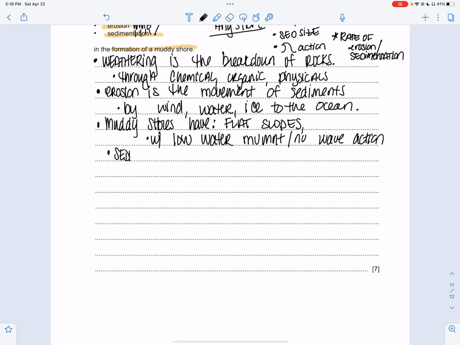The sediment size is the smallest. Silt.